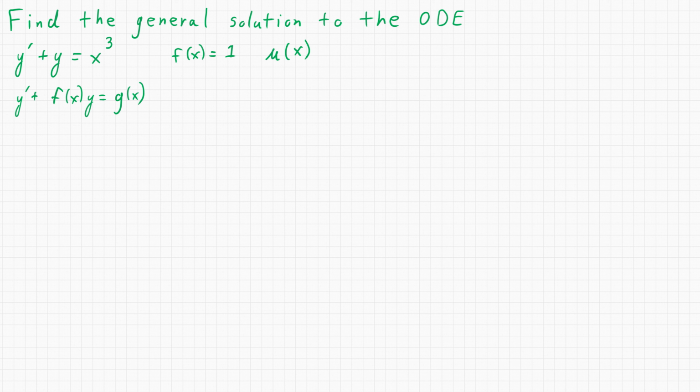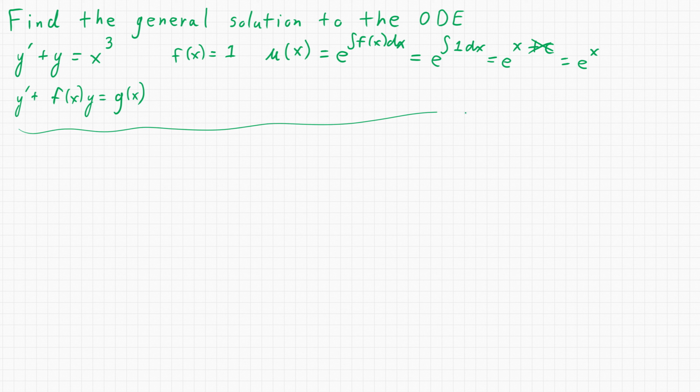We'll calculate our integrating factor mu of x. So mu of x equals e to the indefinite integral of f of x dx, which equals e to the integral of 1 dx. The integral of 1 is x, technically plus c, but we can drop it because it just multiplies the entire equation by a constant. So our integrating factor is just e to the x. That doesn't look too bad, so let's go ahead and do that.